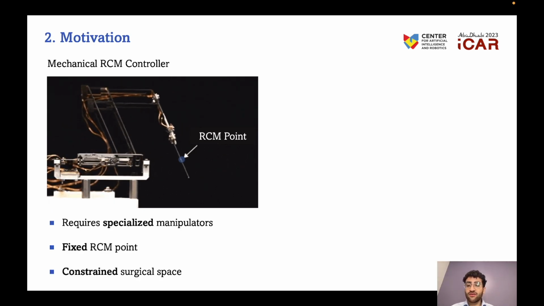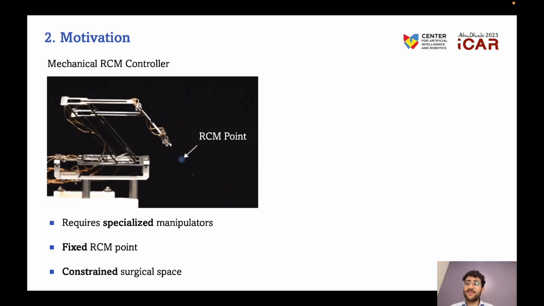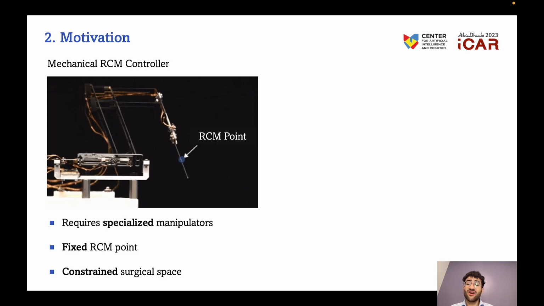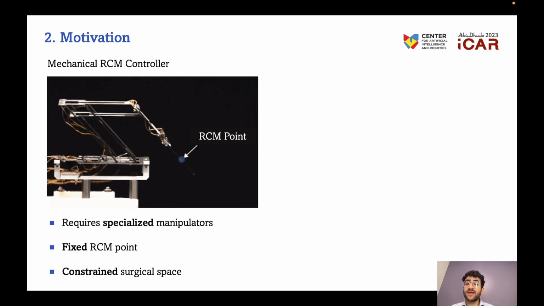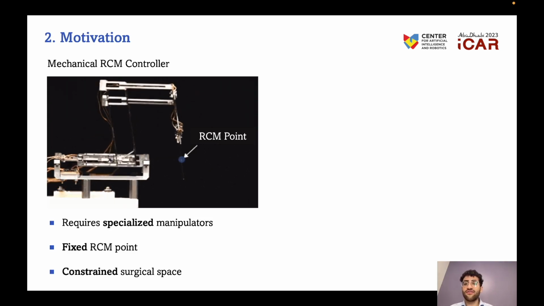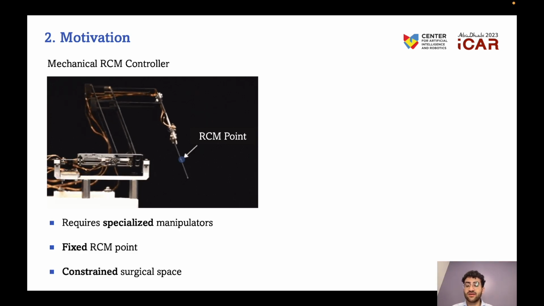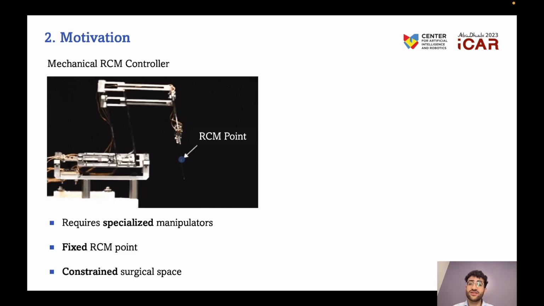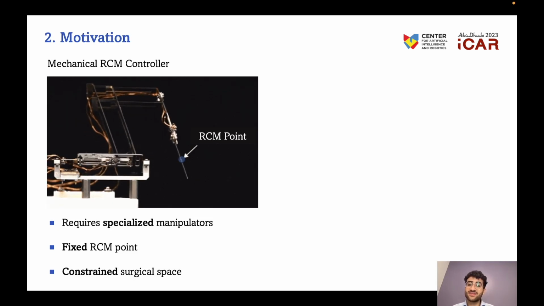Now, an obvious drawback of requiring a specialized manipulator to carry out a task is that the RCM point or the insertion point is going to be a property or a function of the mechanical structure or the mechanical design, resulting in reduced adaptability and reduced flexibility to the surgeon during surgeries in picking this initial insertion point.